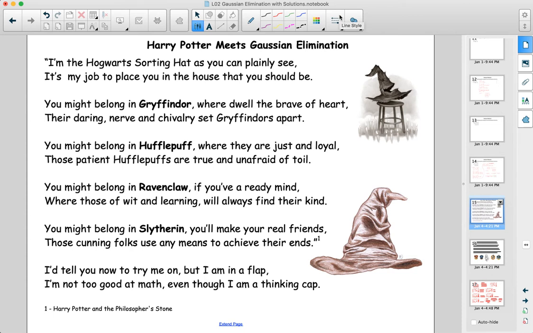So I'm going to read, so this part is from Harry Potter and the Philosopher's Stone, this part that I'm quoting up to here, and then I'm going to add to it.